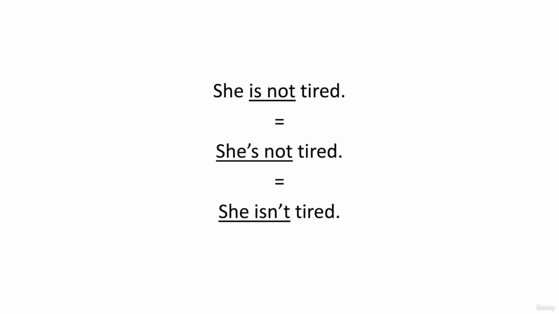Let's look at some examples. She is not tired can become she's not tired, or she isn't tired. We can either contract the verb be with the pronoun she, she's not, or we can contract the verb to be with the adverb not, she isn't.